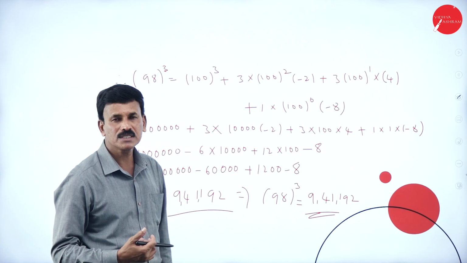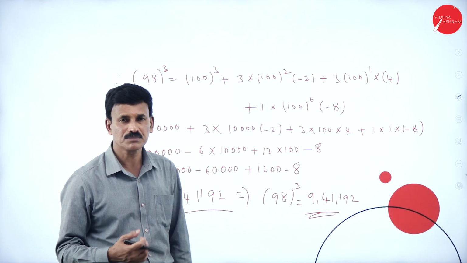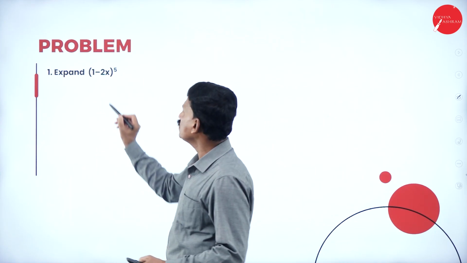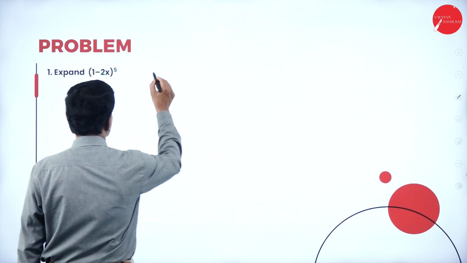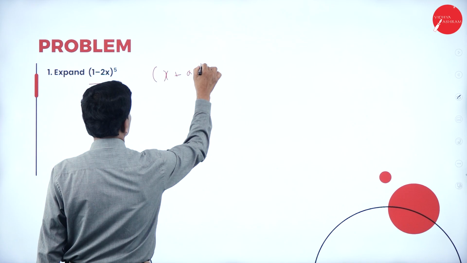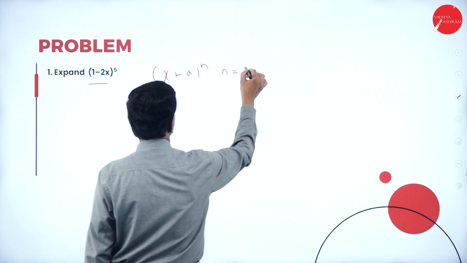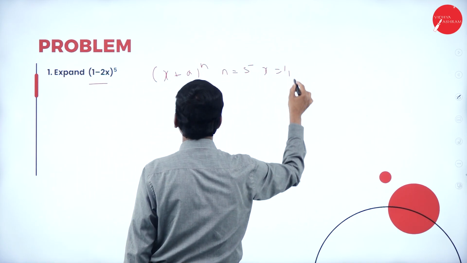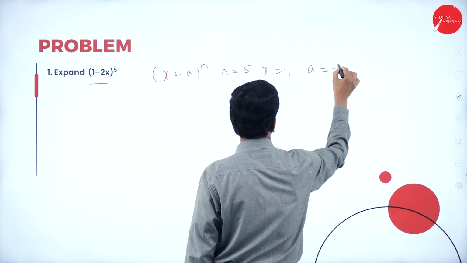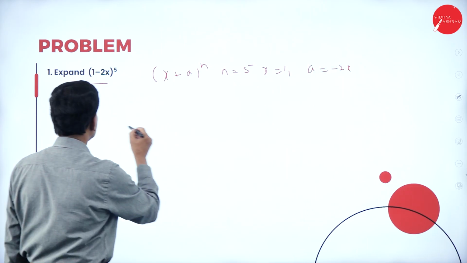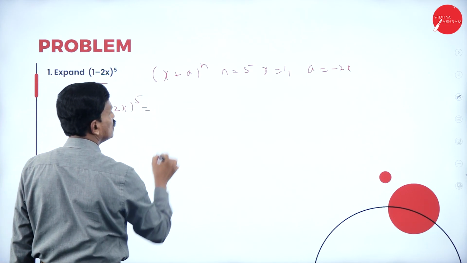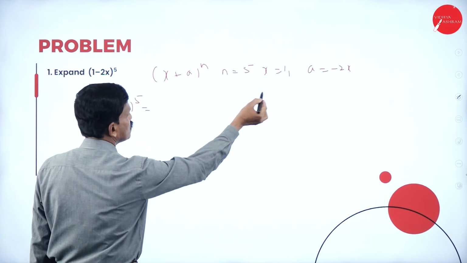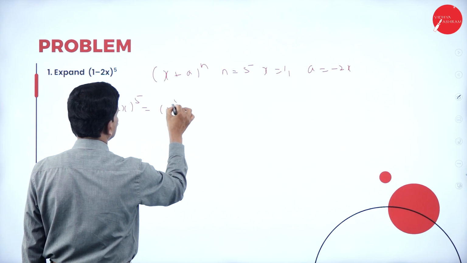This is one of the application type problems in binomial theorem. Now let us come to the next problem. Expand (1 minus 2x) to the power of 5. This is also the same as (x plus a) to the power of n. Here n is equal to 5 and x is equal to 1. Let us consider a is equal to minus 2x. So here, (1 minus 2x) to the power of 5. What is n? X raised to n. What is x we have taken? x is equal to 1, 1 to the power of 5.